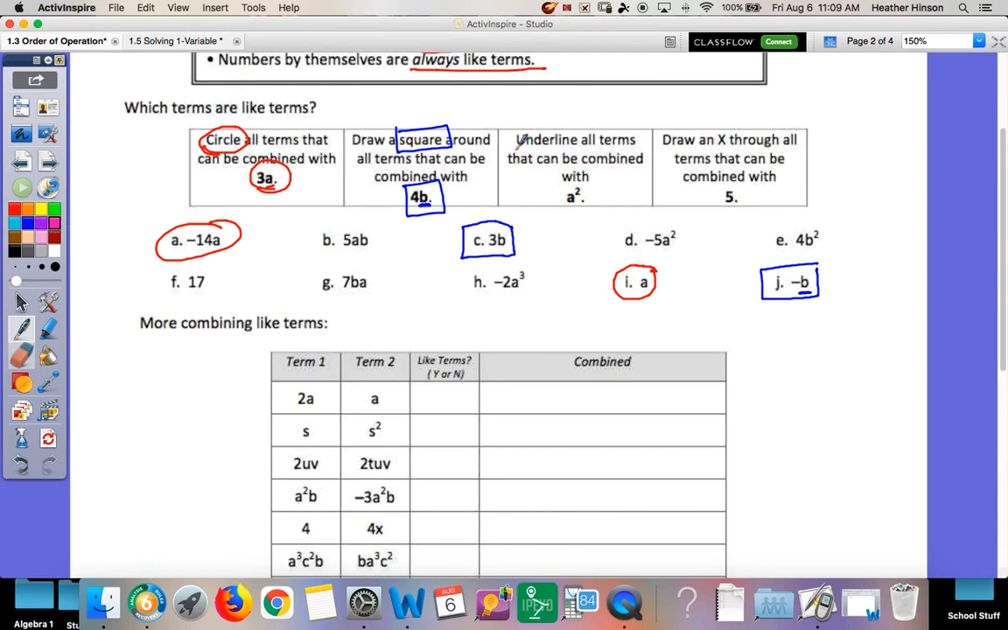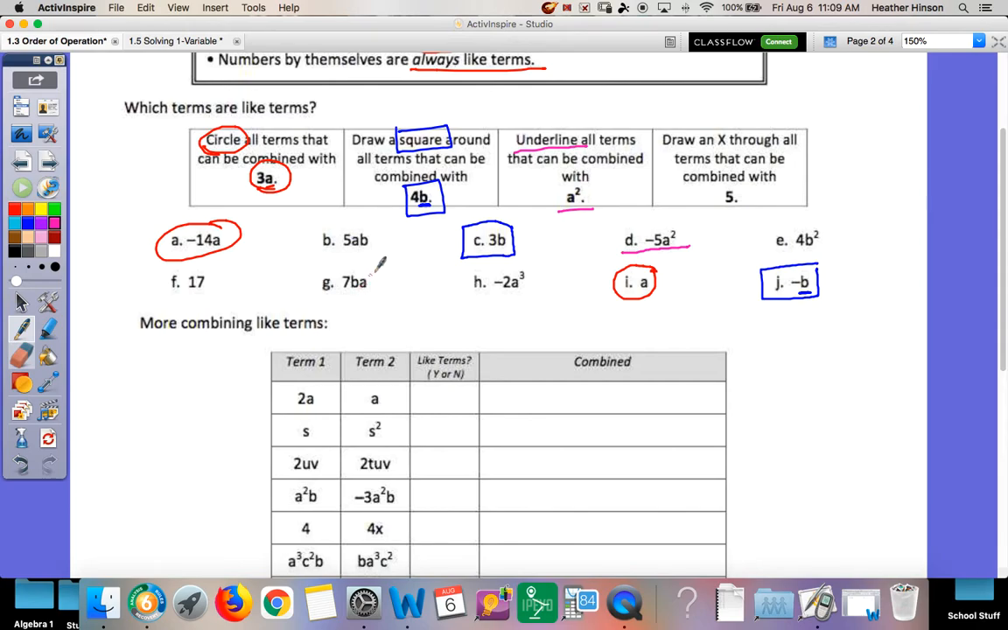Okay, underline all the terms that can be combined with a squared. So we want just a, and we want it to have a 2 at the top. So B has an A, but there's no 2. There's also an extra letter. D has an A and a 2, so this one matches. E has a squared, but it's not the right variable, so that doesn't work.